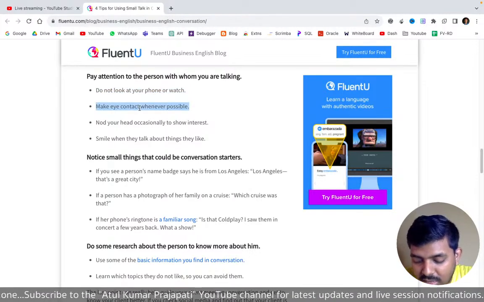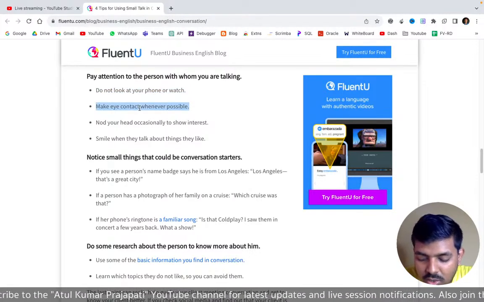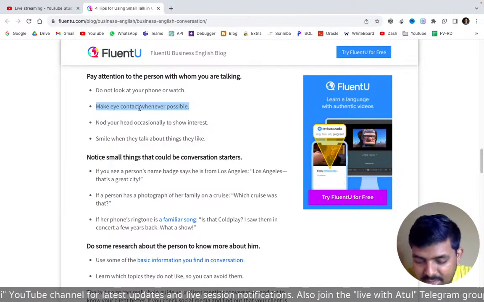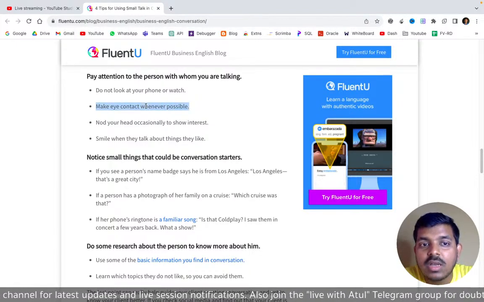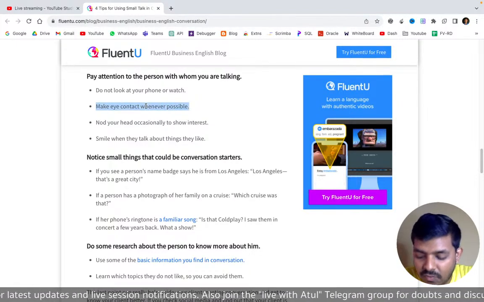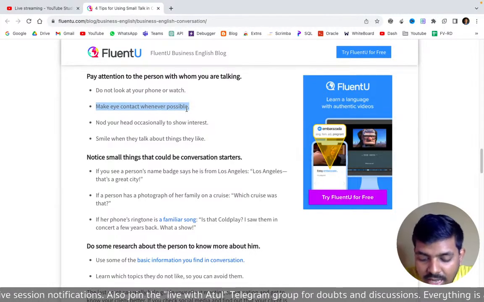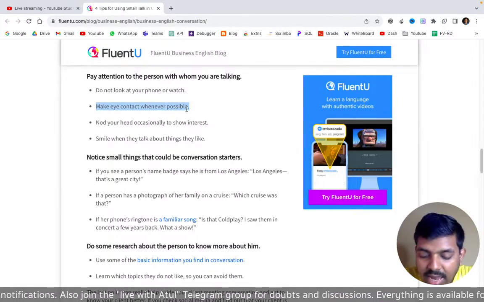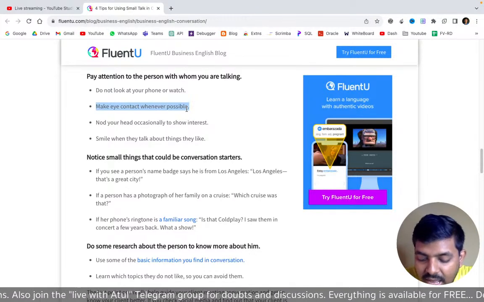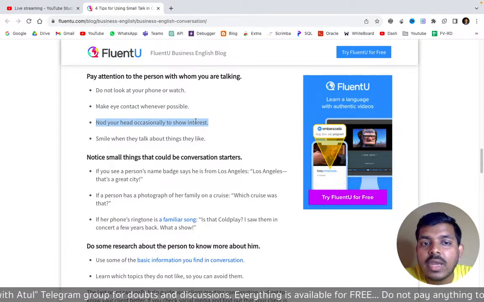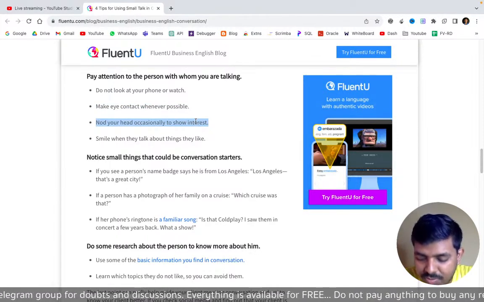Second, you're just trying to shy away because your eyes are on your phone, you are paying attention to something else, you are looking around for someone else. So just try to make eye contact wherever possible and whenever possible. It means that you are actually listening to the other person, and the other person will feel like, yeah, I am being listened to. Then nod your head occasionally to show interest.